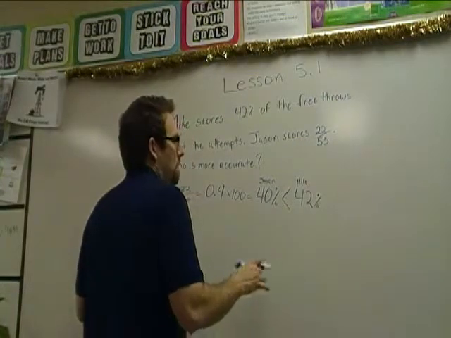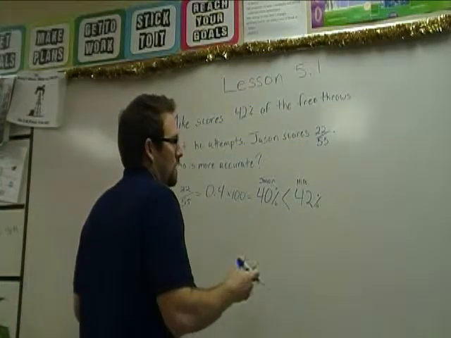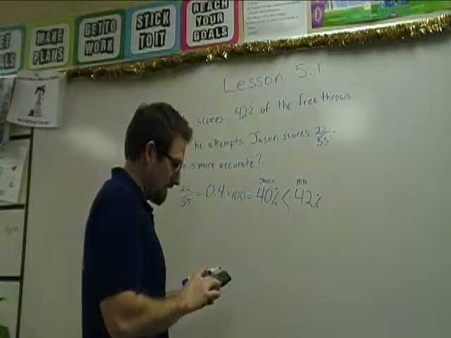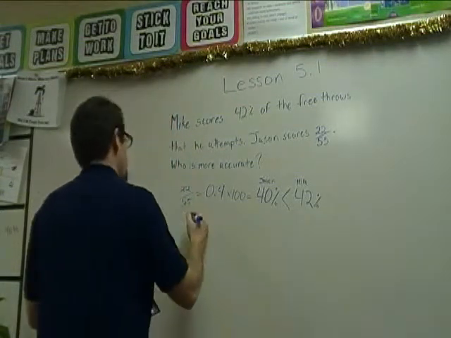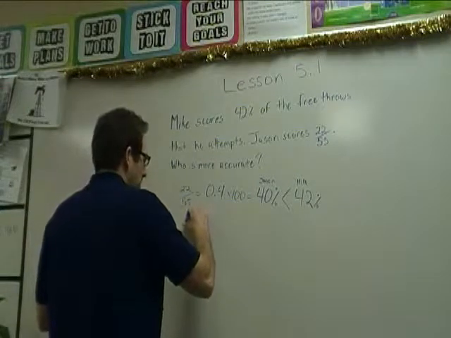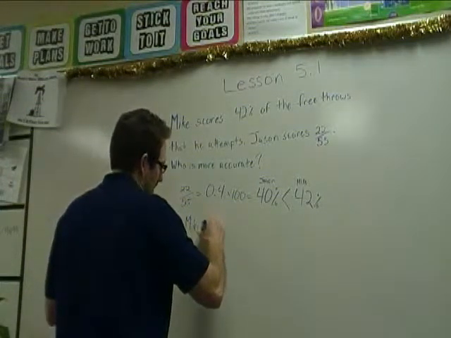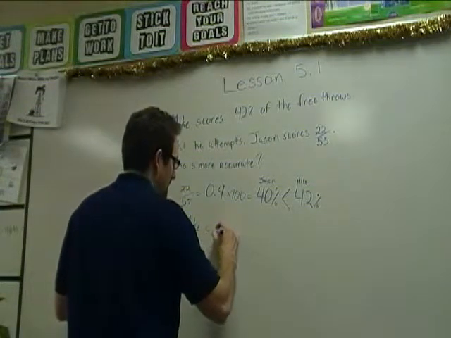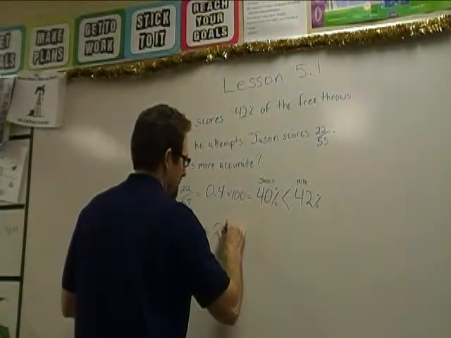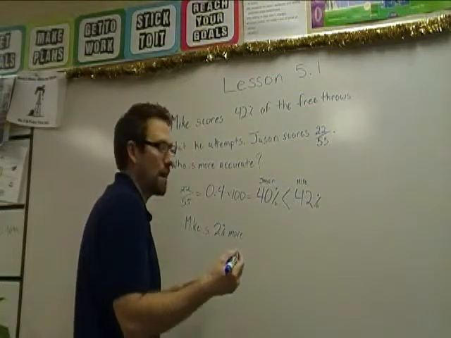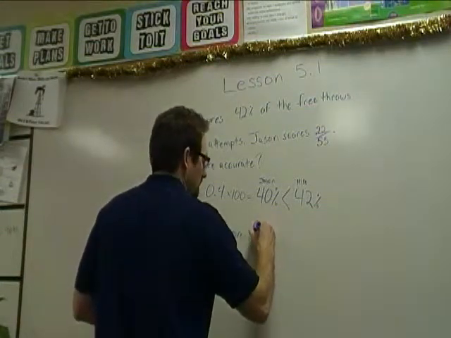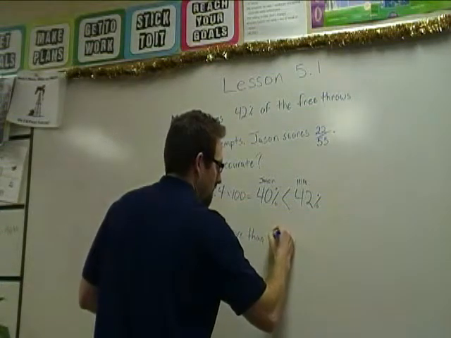Okay, so now we're just going to answer that in a sentence, because anytime you got a word problem in math, you always want to answer it with a sentence. So I'm going to say something simple like: Mike is 2% more accurate, or has 2% greater accuracy than Jason.